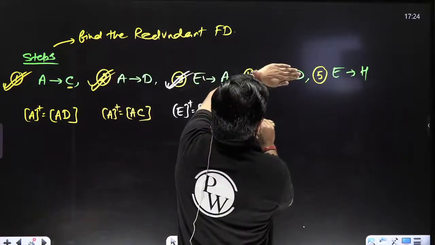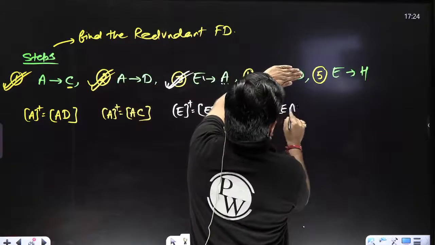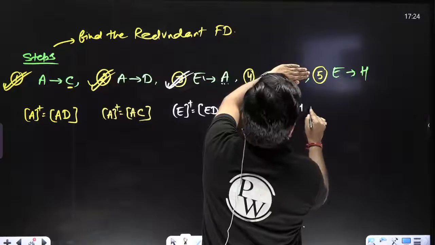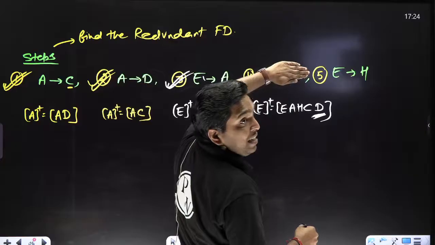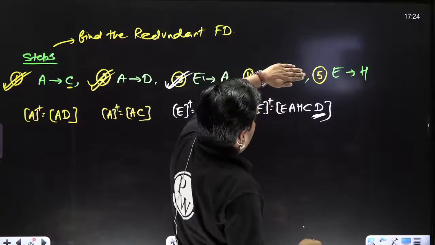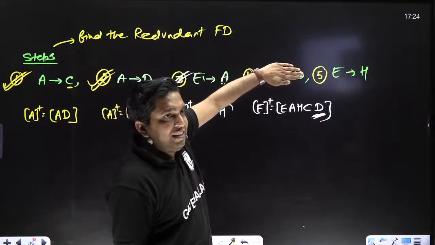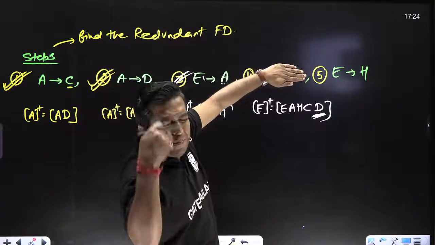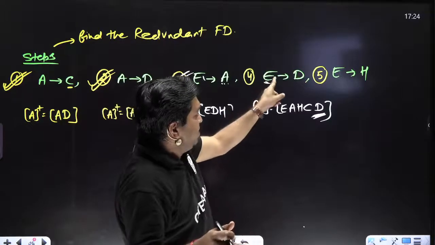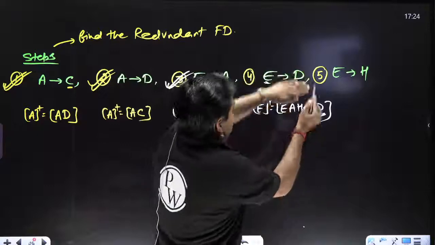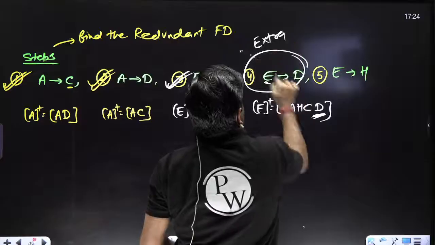E to D is extra or not? Take the closure of E. E, A, H. A determines C and D. Here we are getting D. I forgot this FD, I hide this FD. How to check extra? I hide this FD and take the closure of the LHS. It is the simplest approach. If I am getting the RHS, then yes, it is extra. Extra, then delete.